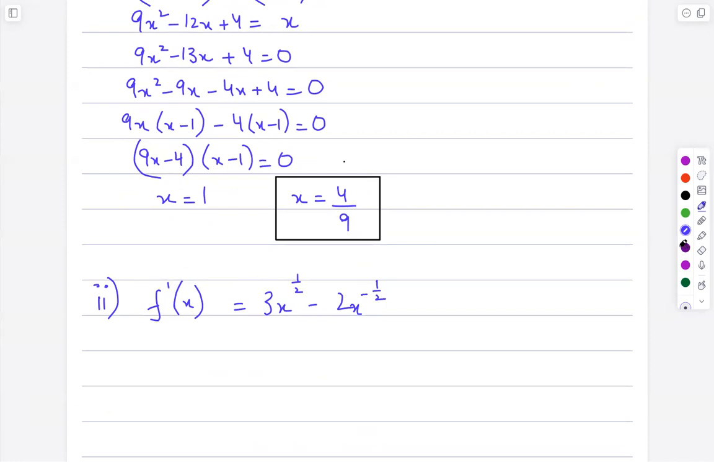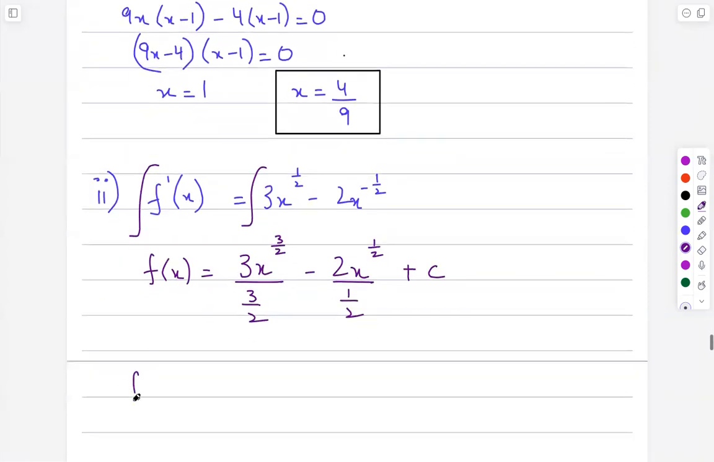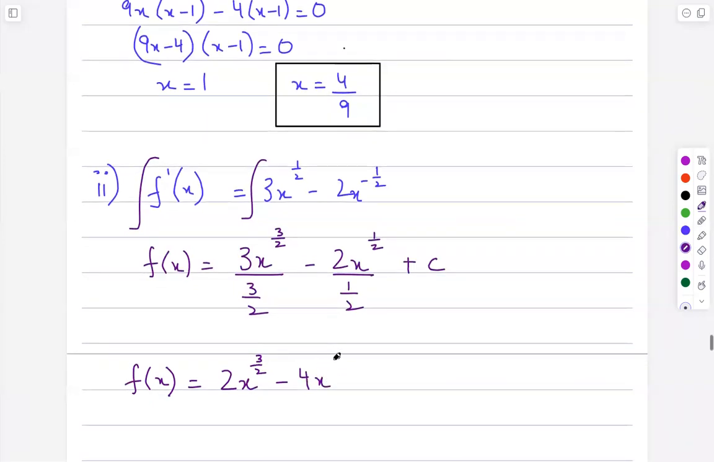So taking the integral on both the sides, the integral of f dash of x will be f of x equals, so the power will increase by 1. So 1 upon 2 plus 1 is 3 upon 2, and we'll divide by the new power, which is 3 upon 2. Minus, increasing the power by 1 will become 1 upon 2, and this will also divide by 1 upon 2. And we'll add a constant over here. Simplifying this, f of x will be equal to, so 3 and 3 will cancel, the 2 will go in the numerator. So that will become 2x to the power 3 upon 2 minus 4x to the power 1 upon 2 plus c.